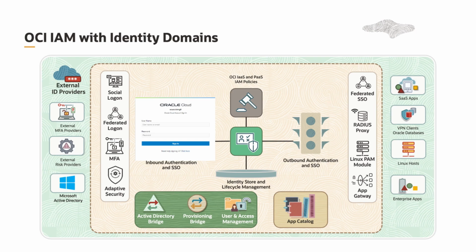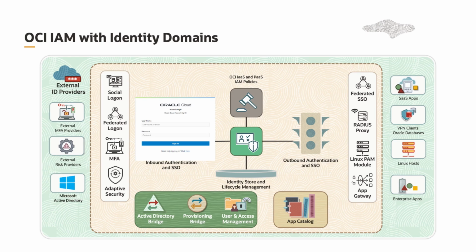After we know who the user is and what permissions they have, we can enable single sign-on to the target application. So the target application here can be your SaaS application, or it can be your enterprise application, or your Linux host, or it can be your VPN client as well. And the last capability, using IAM policies, you can manage access to OCI resources like compute, storage, or networking. So this last capability is all about managing authorization using the IAM policy component.